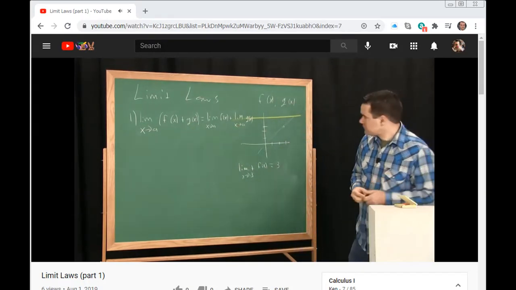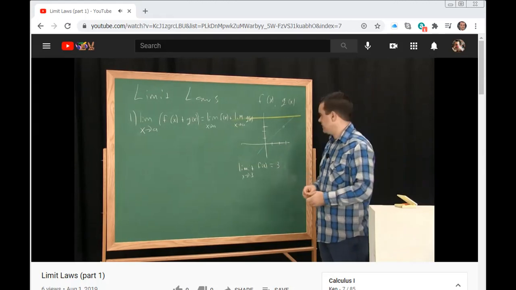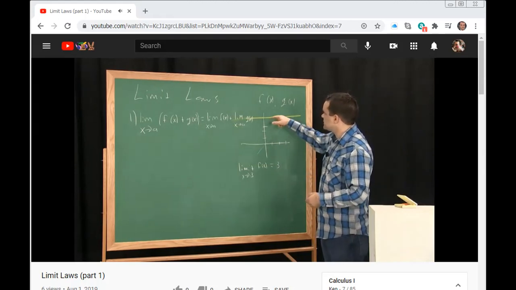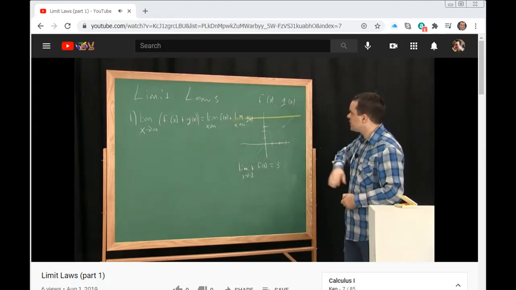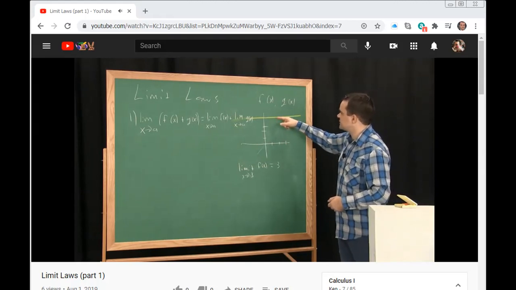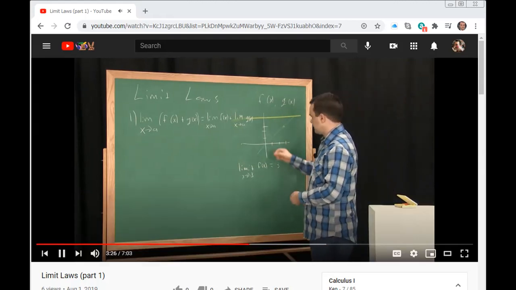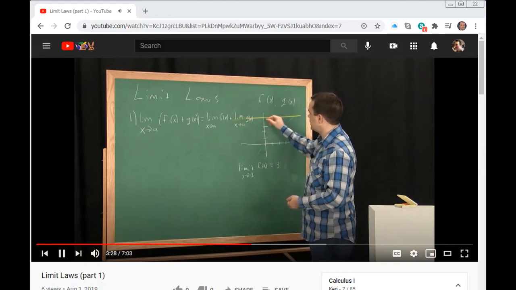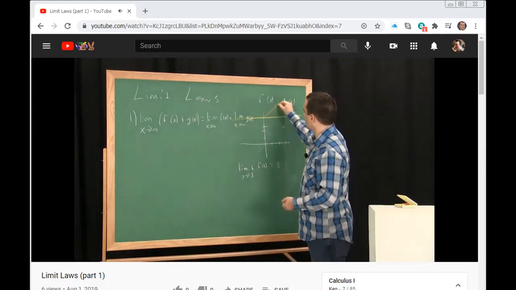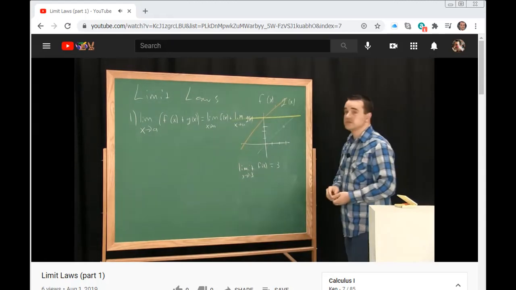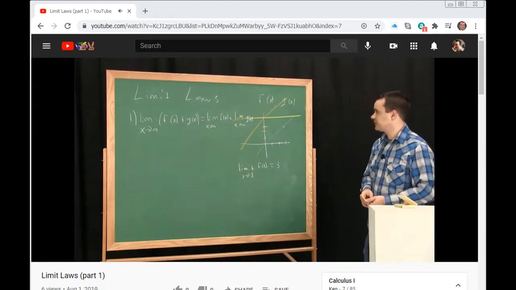And so here I can even draw what the sum is for you. Since this is just the constant function g equals 4, the sum is just going to translate this straight line up 4 units. So if I walk upwards 1, 2, 3, 4, there I go. There's f of x plus g of x.